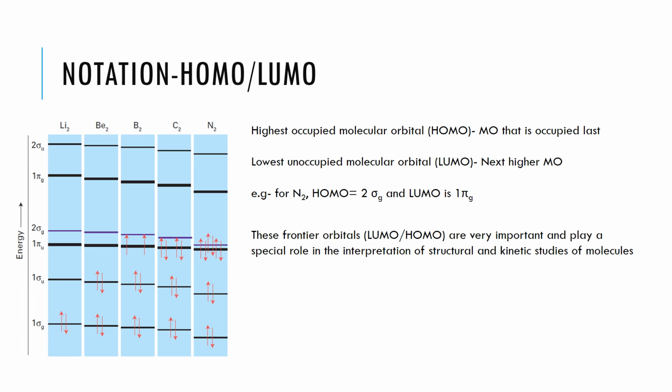These are important orbitals, and they're important from a theoretical perspective, but they're also important when we're thinking about predicting structural and kinetic properties. So essentially shape and reactivity of these molecules. They're called the frontier orbitals, and they play a really important role in structural and kinetic studies of molecules.